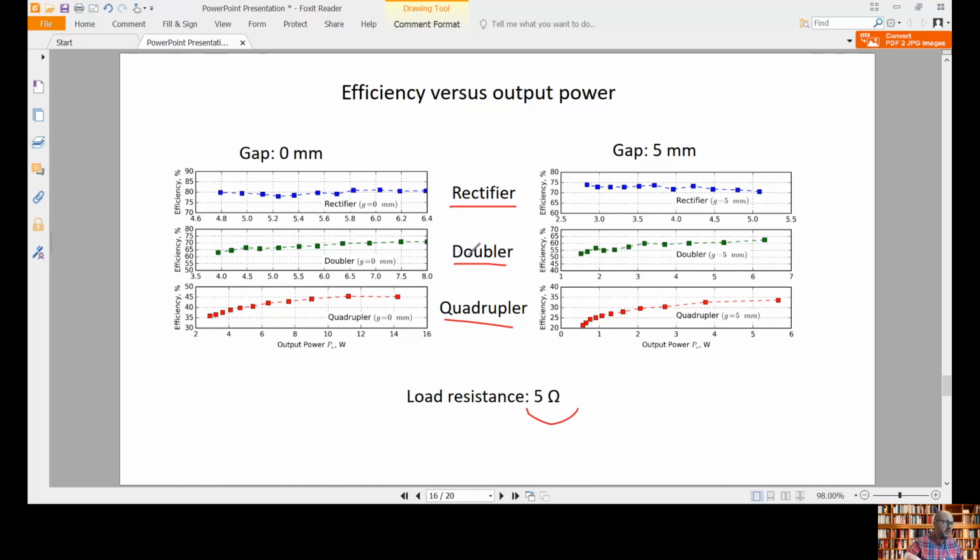If we use a doubler or a quadrupler, then the efficiency is going to decrease, because we are going to have more current circulating in our circuit. The amplitude of the triangular waveform is going to be higher, and then the losses are higher. And this is the situation for a gap with 5 millimeters. The situation is very similar, only that we are going to have even lower values of the efficiency.